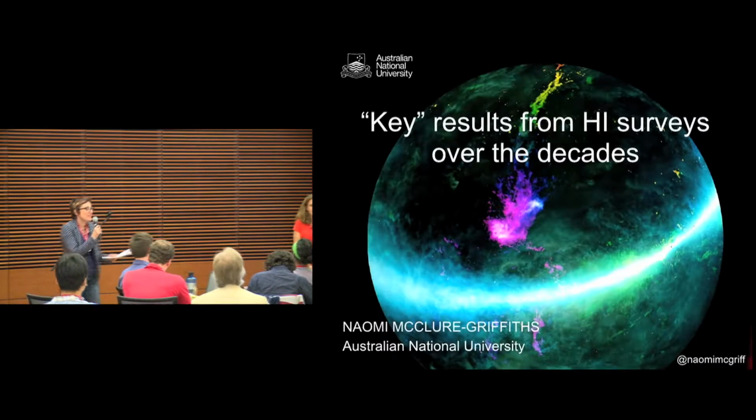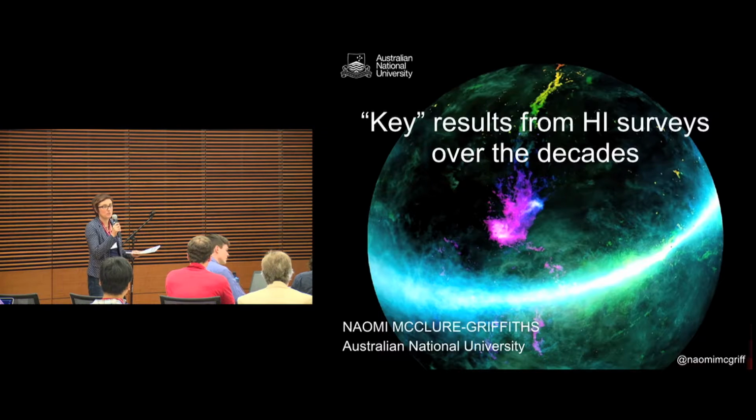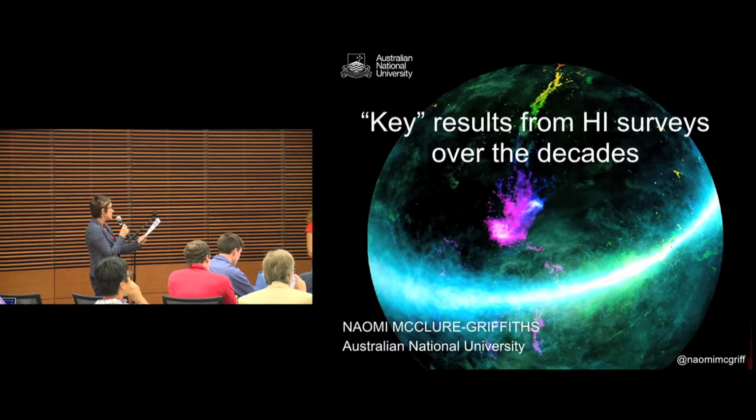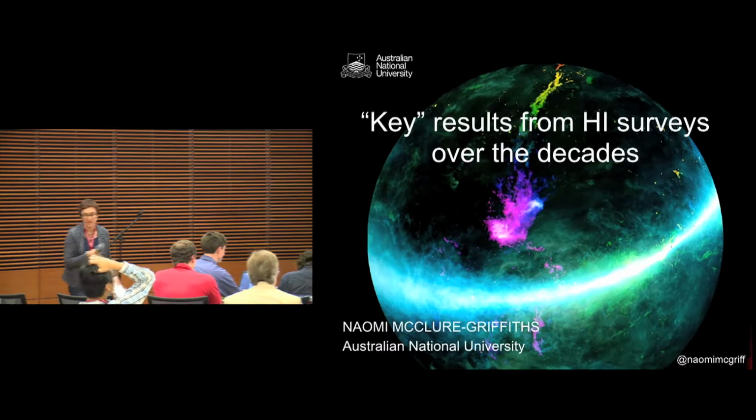Okay, so we're going back and essentially moving into smaller scales slowly. This is the third session, the diffuse interstellar medium, and we will start this session with a review talk by Naomi McClure-Griffiths talking about key results from HI surveys over the decades.